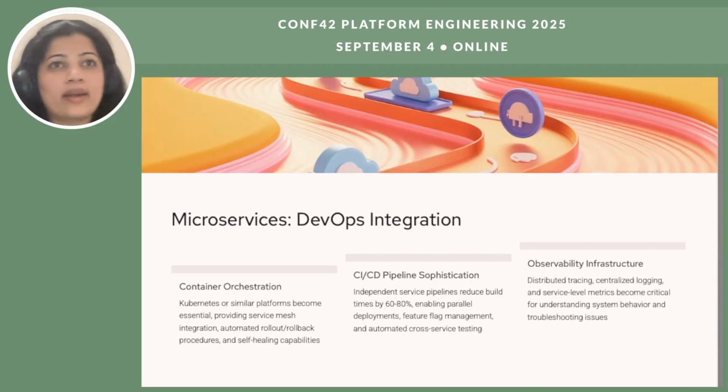So now let's look at microservices in the context of DevOps integration. Microservices don't operate in isolation. They depend on a strong platform foundation. First being the orchestration of containers. Tools like Kubernetes are essential. They provide mesh integration, automated rollouts and rollbacks, and self-healing capabilities. And without this, operating microservices at scale quickly becomes unmanageable.